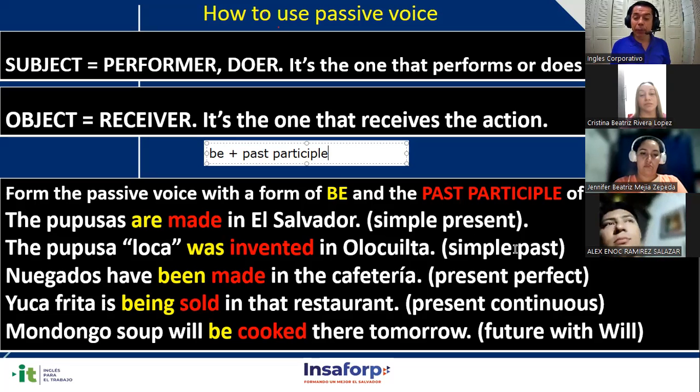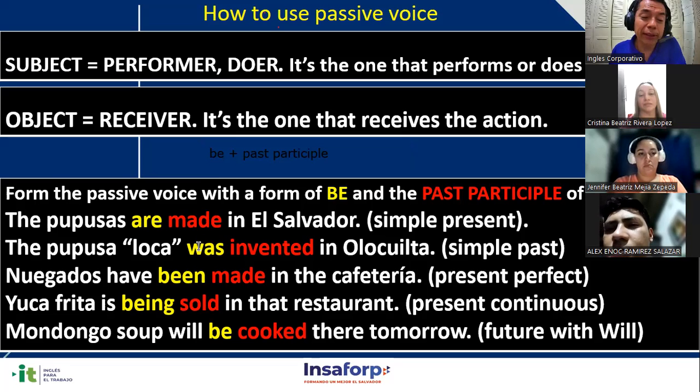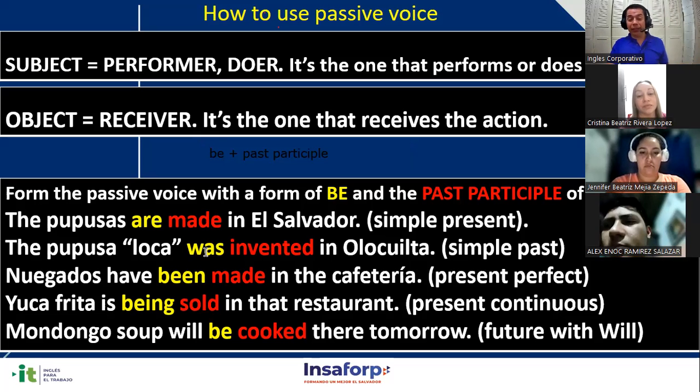Now, simple past. Ahora vamos a una oración con pasado simple. The pupusa loca was invented in Olocuilta. Yo me imagino, aquí esto lo puse inventando, ¿no? No estoy diciendo que así es. Tal vez en otro lugar lo inventaron, pero the pupusa loca was invented in Olocuilta. ¿Ok? So this is taken from the past, simple past. And notice the verb to be, por favor presten atención al verbo to be. ¿En qué forma está? Was and were. El verbo to be cambia a forma pasado aquí, ¿ok?